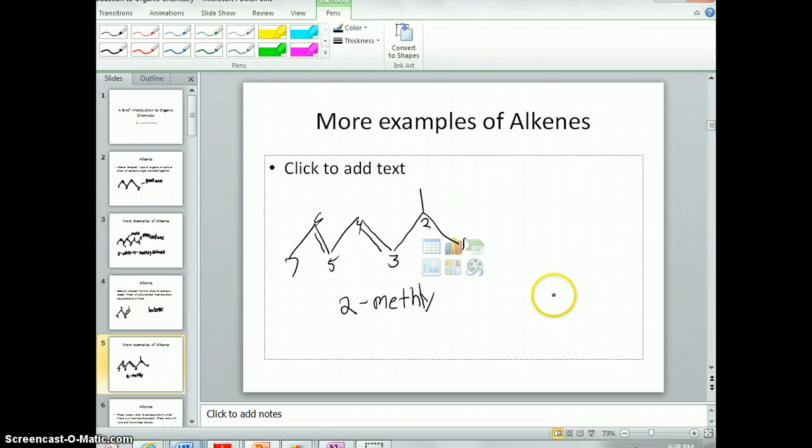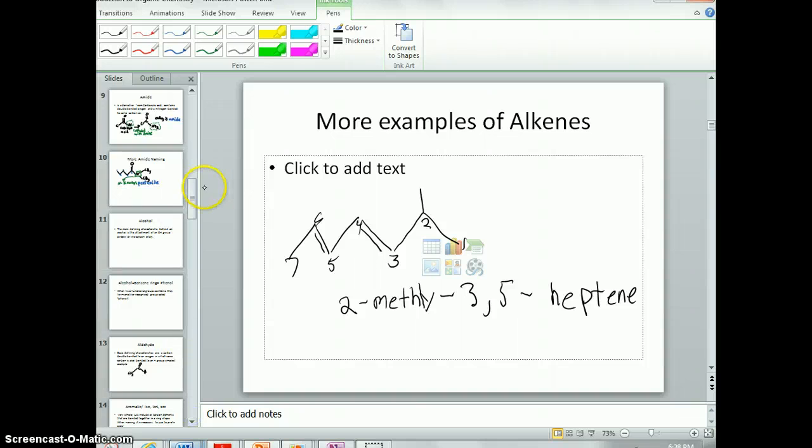I'm just going to write this over here to the side. And remember, there are double bonds in here, so I'm going to put this ene right here. Now we have double bonds at the 3 and the 5 carbon. So when we go to write this, we'll simply write it 3,5-heptene. Again, simple enough. Moving on.